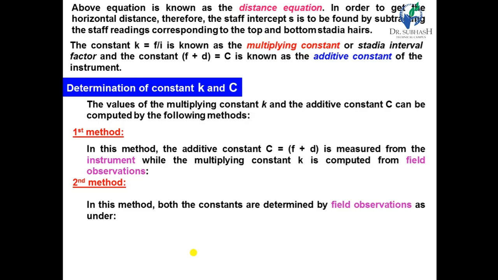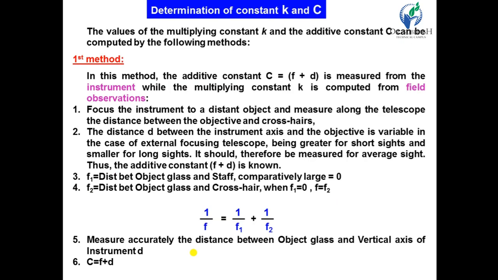In the first method, the additive constant C, equal to F plus D, is measured from the instrument, while the multiplying constant K is computed from the field instrument. So we can get the values of F and D because the instrument is available and that distance is very small, and we can calculate it by simple measuring techniques. In the second method, both constants are determined from field observation.